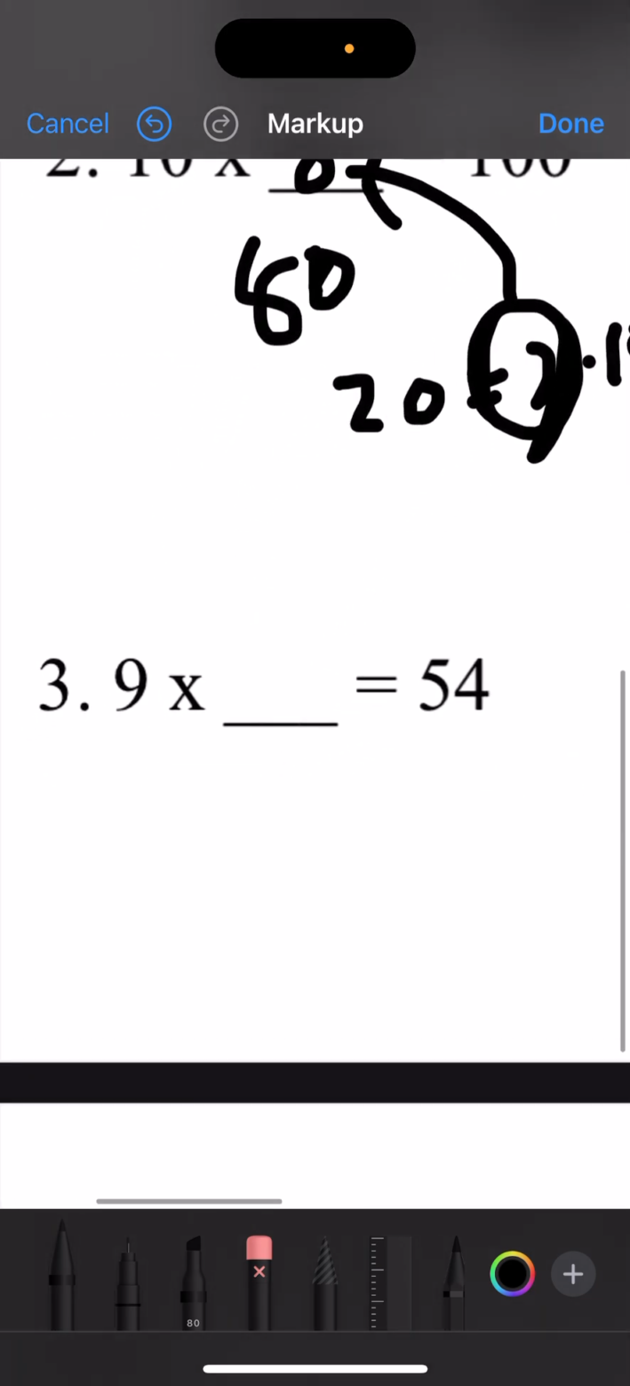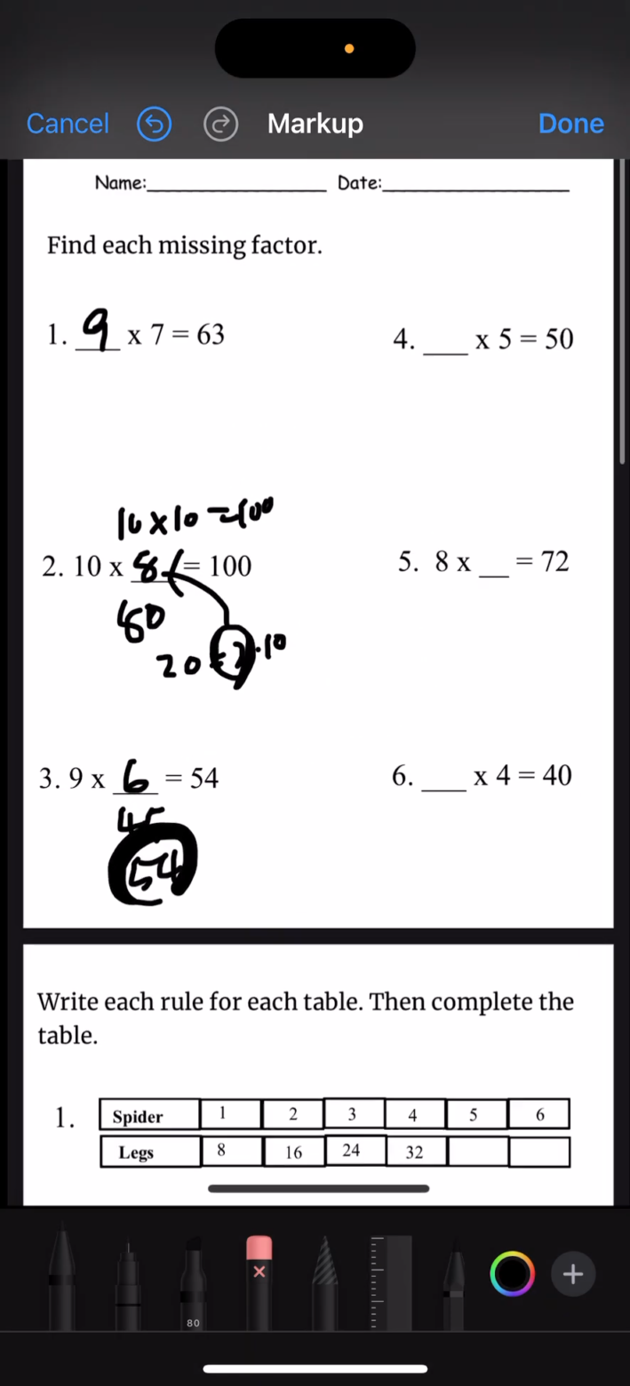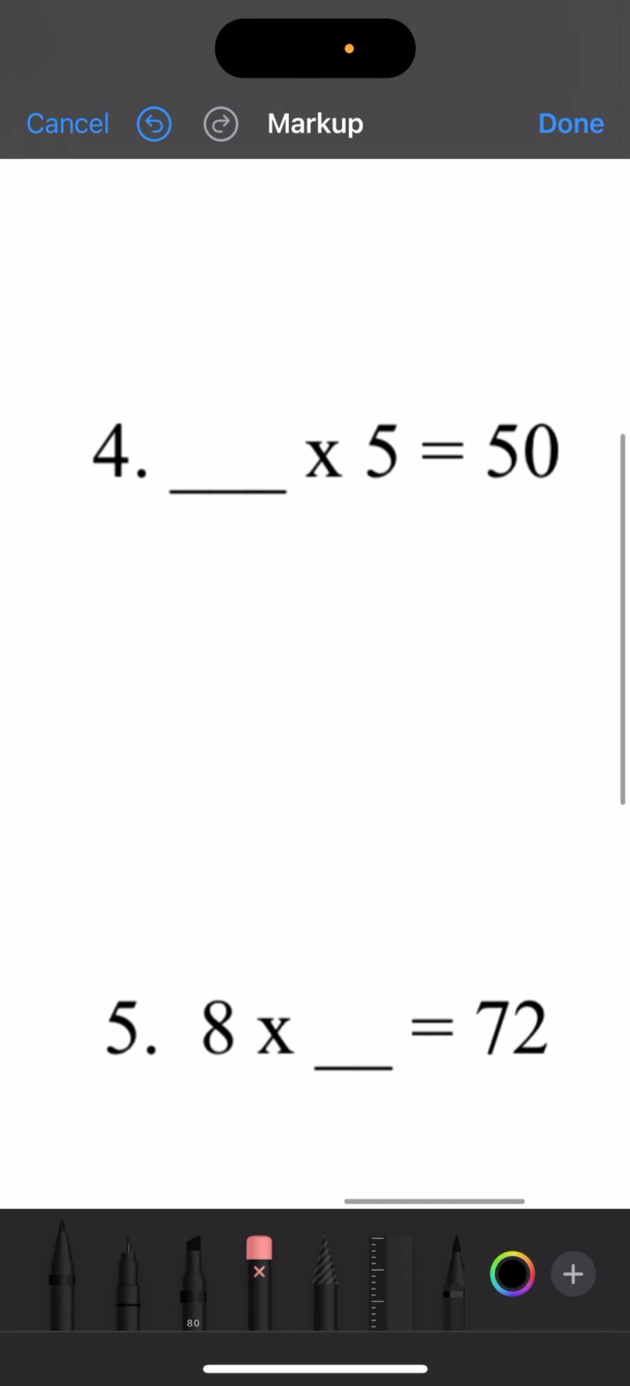Number 3, 9 times blank is equal to 54. 9 times 5, let's try that. That gives us 45. Okay, we're still short, so we'll try 6. And we get 54. Number 4, 5 times blank is 50.